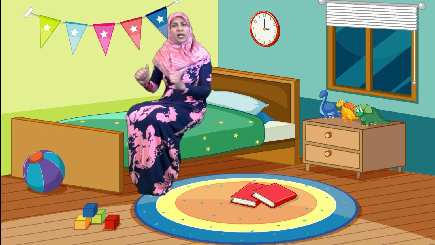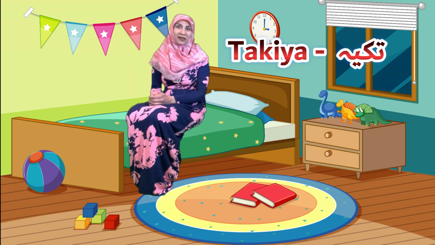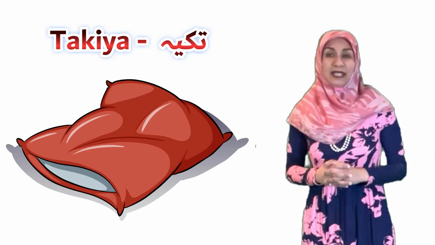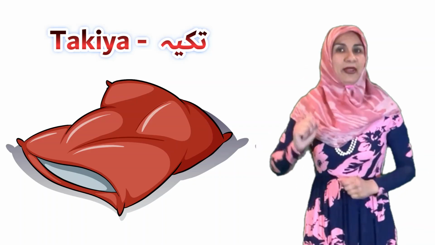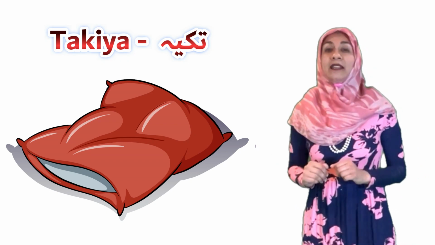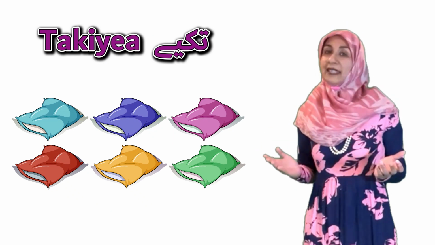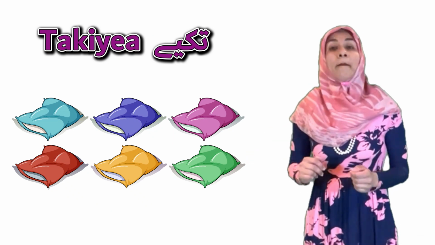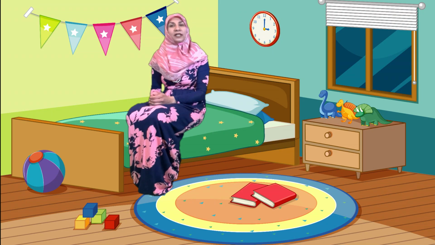यहाँ और क्या है? Oh, ये तकिया है. तकिया is a pillow. Takiya is for one pillow. And if you want to say more than one pillow, you're going to say takiye. Takiye is pillows.